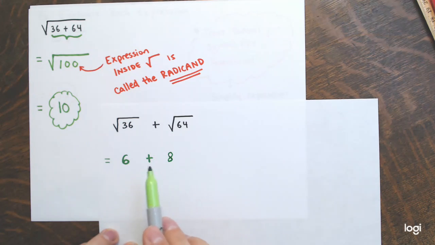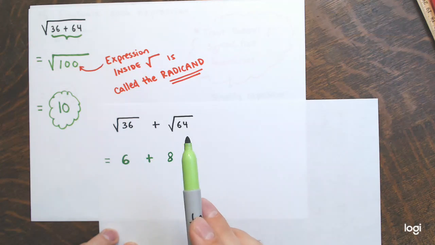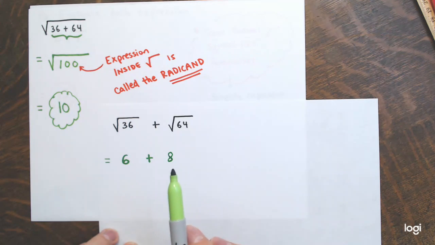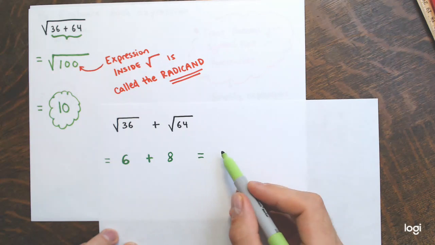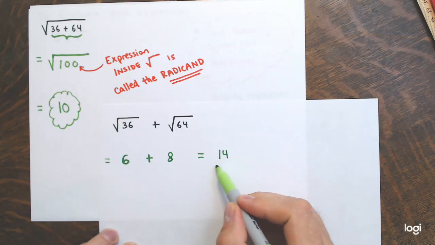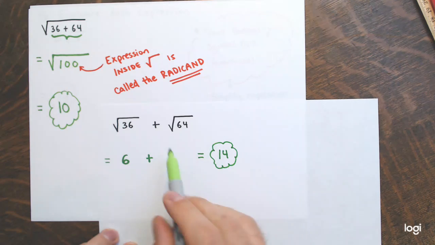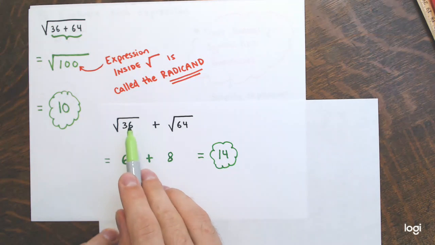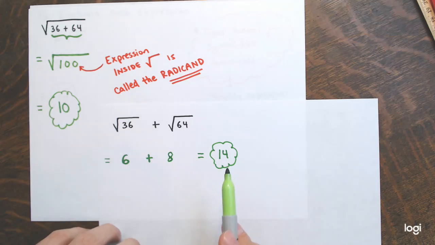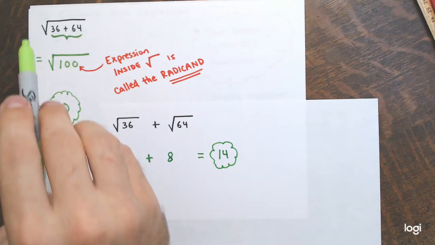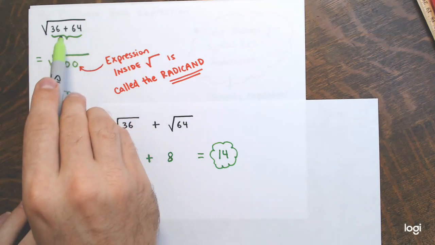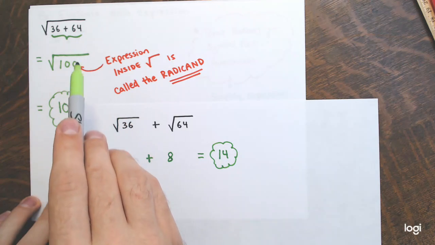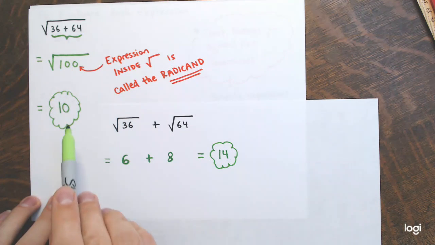I'm not finished simplifying yet. I don't have a single value yet. And then, now that I've done my grouping symbols, my radicals, there's no multiplication here, but there is addition. And 6 plus 8 is 14, right? So the value of this expression, the square root of 36 plus the square root of 64, is 14. Whereas when I took the square root of 36 plus 64, I got 10.